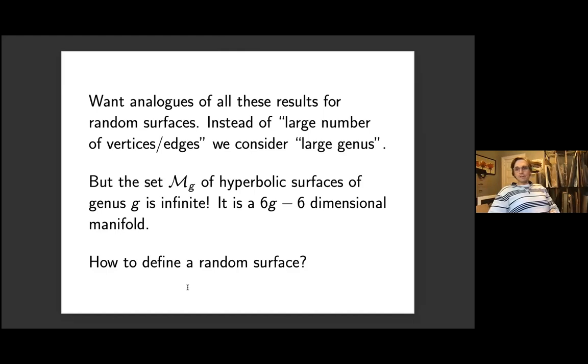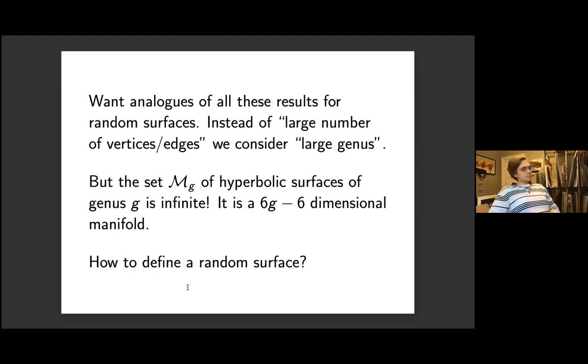But we have to confront the fact that there are infinitely many hyperbolic surfaces of any genus, at least 2. In fact, the set of hyperbolic surfaces of genus g is infinite. It's not only infinite, it's a 6g minus 6 dimensional real manifold, or actually it's an orbifold, but we can gloss over that point. So it's no longer clear how to define a random surface of genus g. Before, we just had a finite set and it was extremely natural to put the uniform probability measure on it. Now we have an infinite set, this 6g minus 6 dimensional manifold, and it's not clear how to define a random surface.